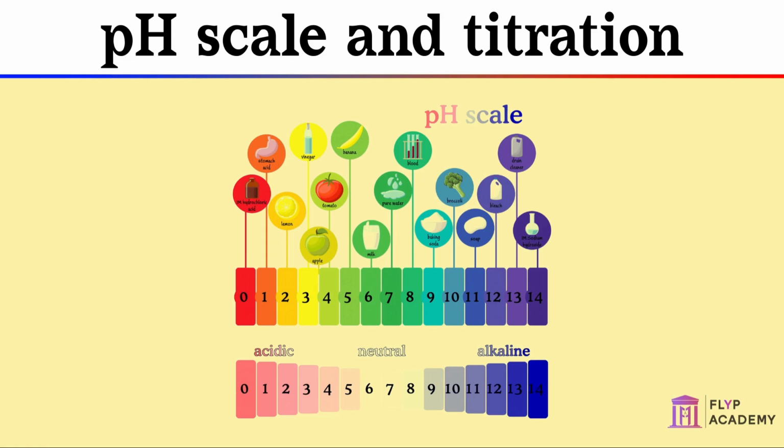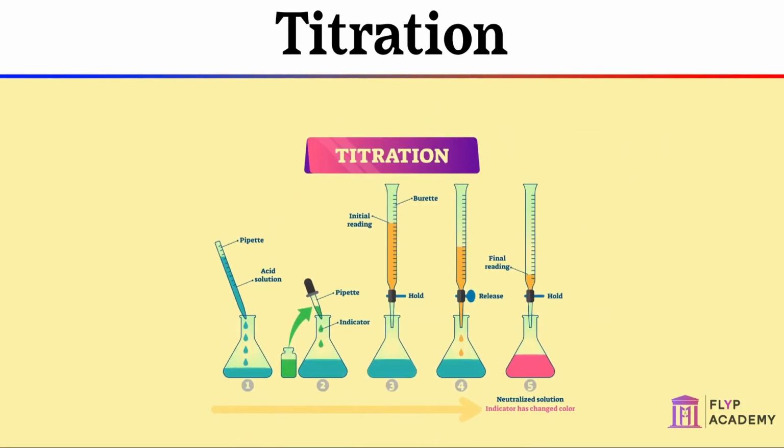The H-positive concentration in an aqueous environment can change many orders of magnitude. This is why a logarithmic scale was introduced to describe the wide range of H-positive concentrations. Titration is a process when the concentration of an unknown acid or alkali is determined.